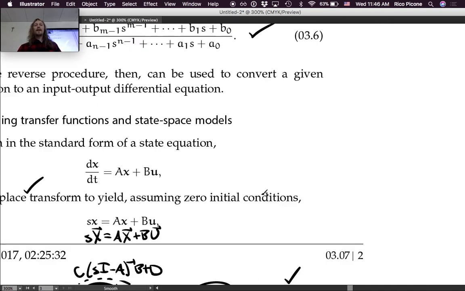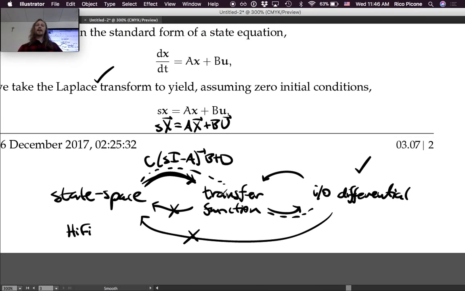So now we know how to go from state space to transfer function. We know how to go from transfer function to the IO differential equation by essentially just interpreting the s to the k as being the kth time derivative of either the input or the output. Okay? Okay. I know. So much fun.